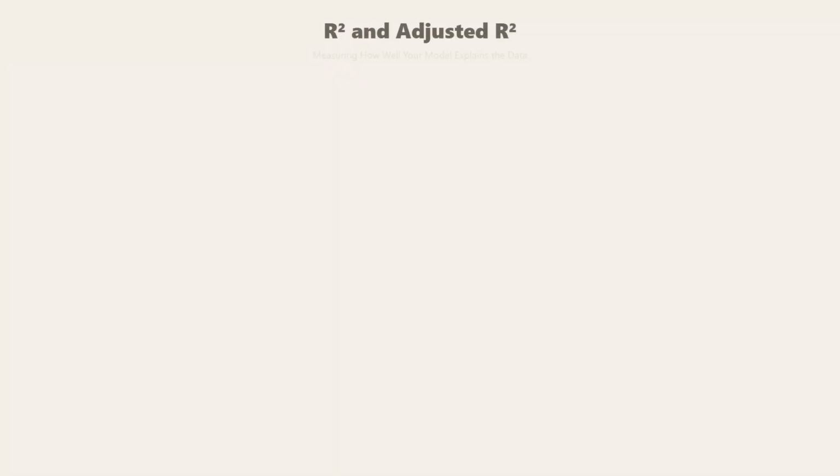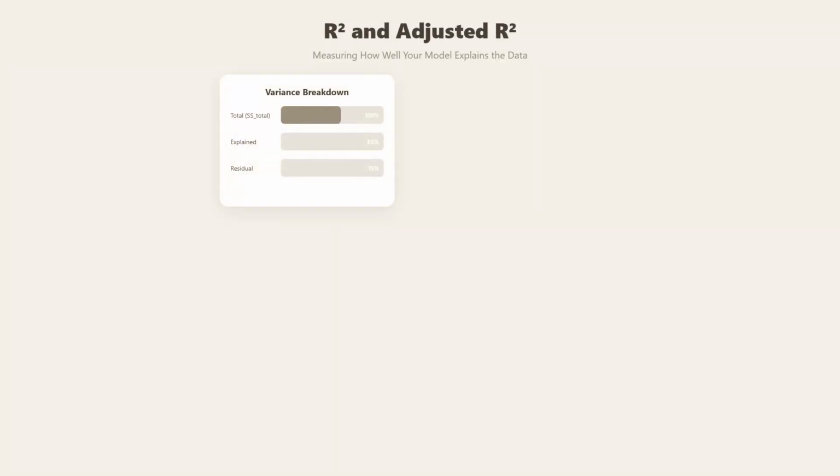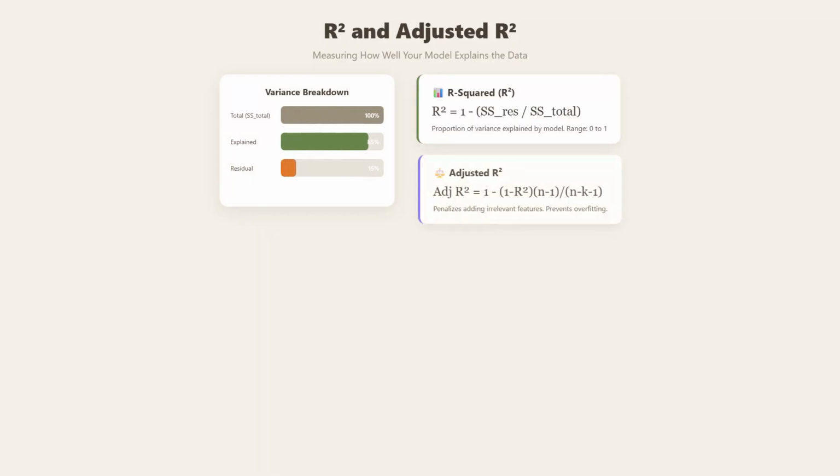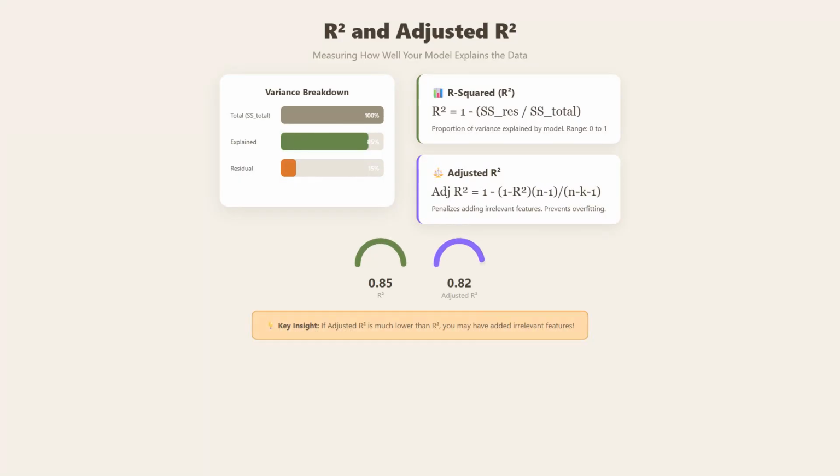Once you've built your model, how do you know if it's any good? This is where R-squared comes in, and it's one of the most important metrics for evaluating regression models. R-squared measures the proportion of variance in your target variable that is explained by your model.